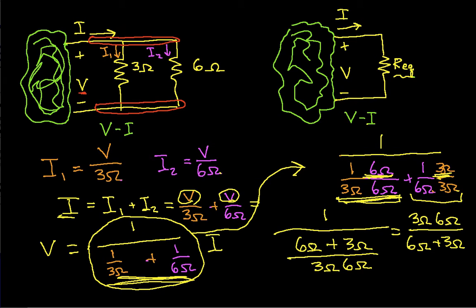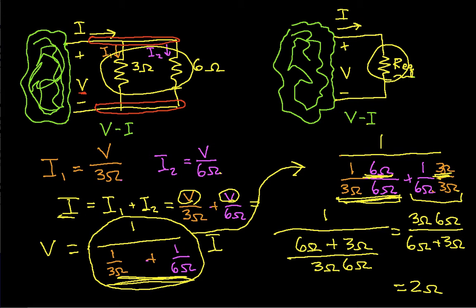And if I work out the math, the top ends up being 18 and the bottom ends up being 9. 18 divided by 9 is 2 ohms. So in this example, I know that the equivalent resistance of these two parallel resistors is 2 ohms. And again, it's equivalent in the sense that the rest of the circuit would act exactly the same if I had a single 2 ohm resistor connected to it as it would if I had a 3 ohm and a 6 ohm resistor in parallel connected to it.